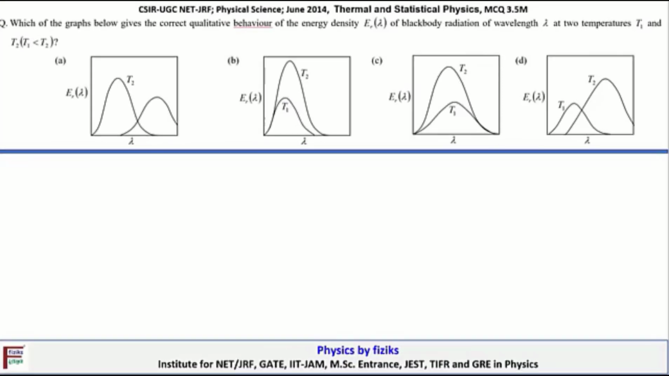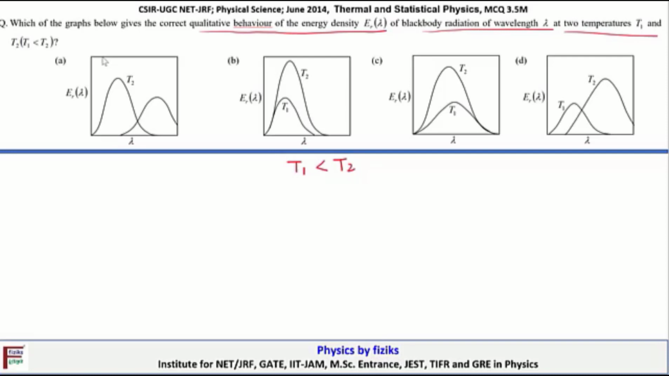So in this video we are going to discuss a question in thermal and statistical physics which appeared in the JRF June 2014 examination. The first question is, which of the graphs below gives the correct qualitative behavior of the energy density E lambda of black body radiation as a function of wavelength lambda at two different temperatures T1 and T2, such that T1 is less than T2.